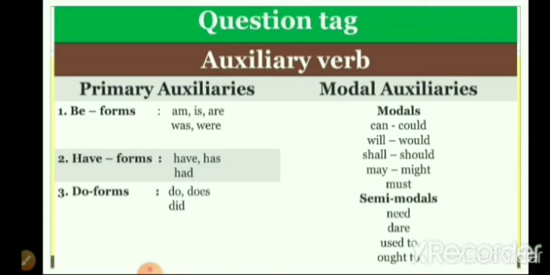Be form verbs are is, am, are, was, were. Have forms are have, has, had. Do form verbs are do, does, did.